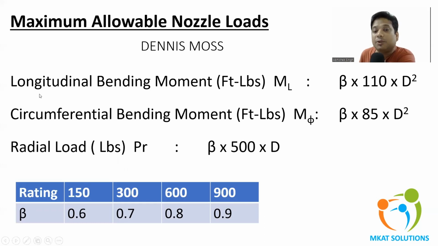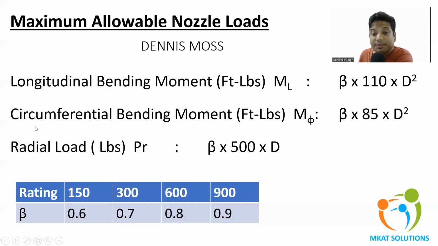These loads are the longitudinal bending moment, which can be calculated directly by using this formula. Here D is the nozzle diameter, and 110 is a value. Beta is a factor, and this beta depends upon the flange rating. You can see here, based on the flange rating, that beta value also will be available to us. So once we know the size of the nozzle, we can easily calculate the longitudinal bending moment.